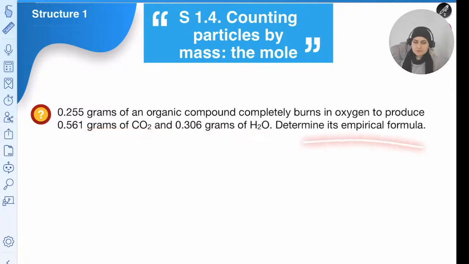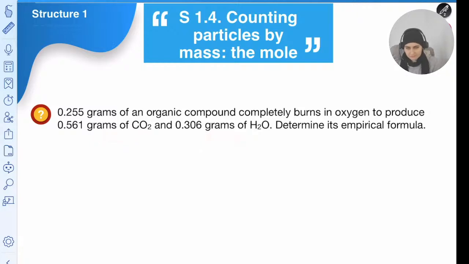Determine its empirical formula. So you have to recognize this type of question. You are asked about empirical formula, but not like before, right? In the question that we just solved, you were given the percentages or masses of each element in a compound. Now here you don't have that, but instead they're burning a compound in excess of oxygen, and they get CO2 and H2O.